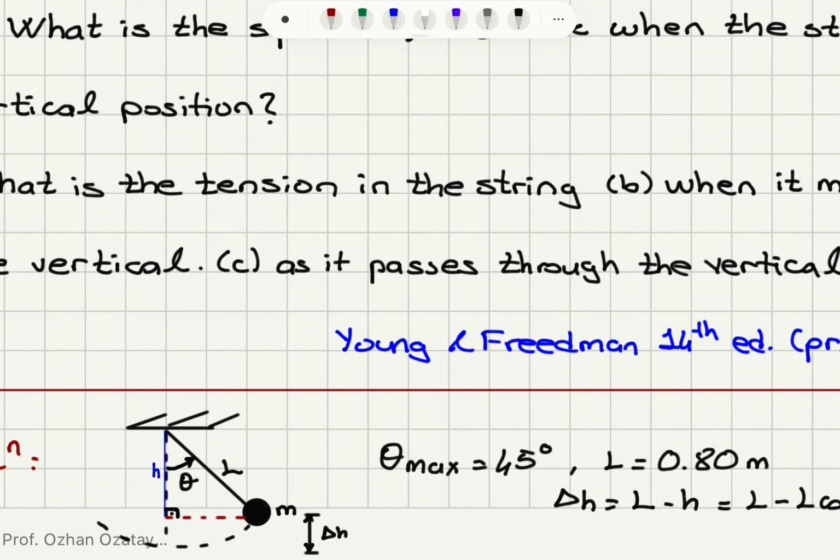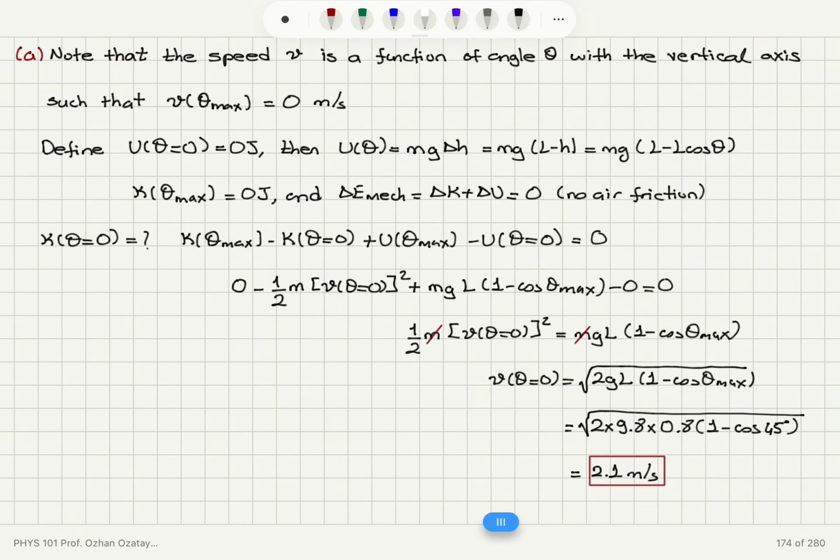So this geometry tells us that when the rock moves a distance delta h with respect to the bottom of its path, it also has a distance L minus L cosine theta with respect to the bottom, because this distance h is L cosine theta, the total is L, so L minus L cosine theta is delta h. So I define the potential energy at the bottom to be 0, then I have a potential energy of mg delta h on top. So when I reach the maximum angle, this will be mg(L minus L cosine theta max). The kinetic energy at the maximum angle is 0.